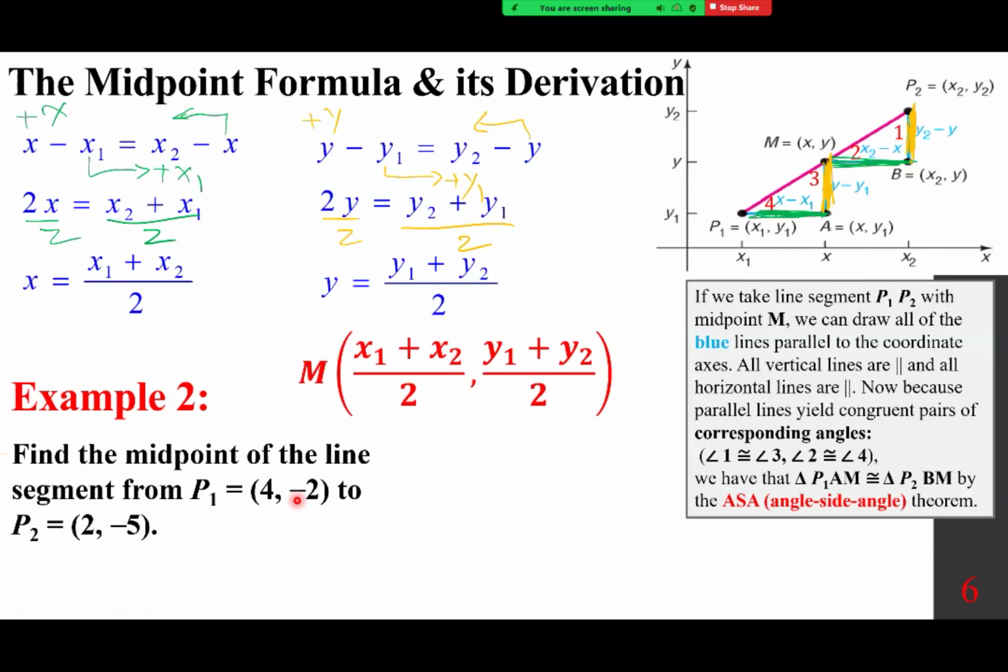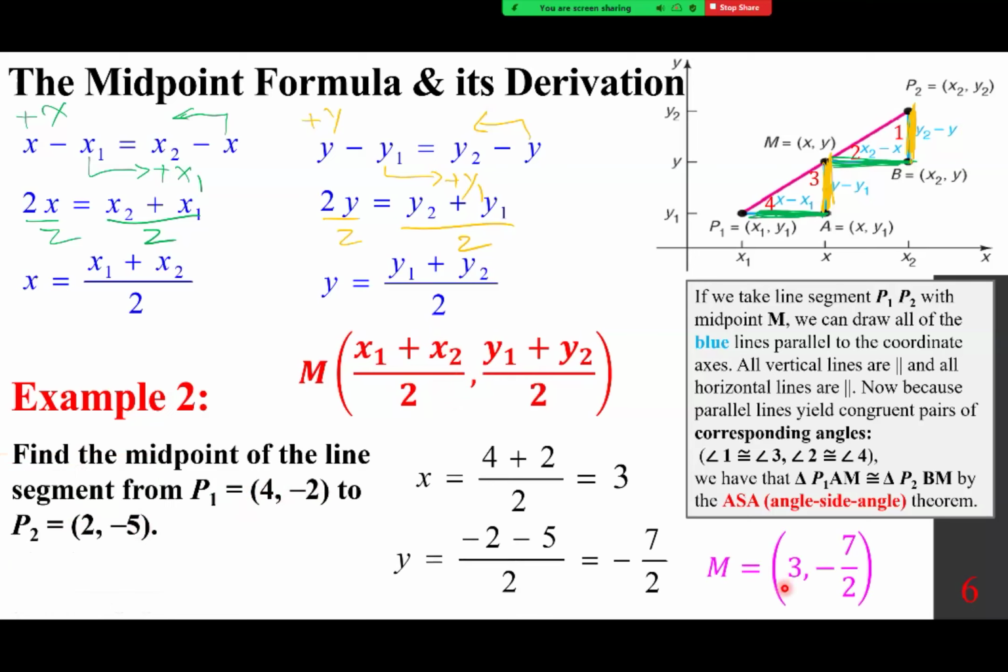So if we want the midpoint for these two pairs, 4 plus 2 divided by 2, which makes it 6 halves or 3. Negative 2 and negative 5, add them up, divide by 2, we get negative 7 halves. The midpoint is located at 3 comma negative 7 halves.